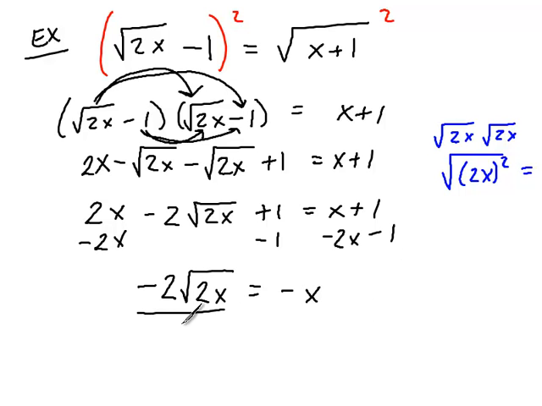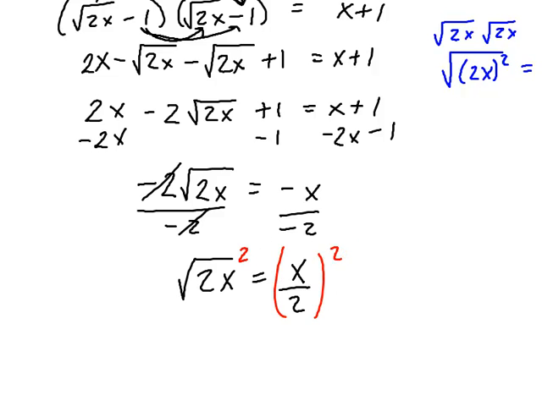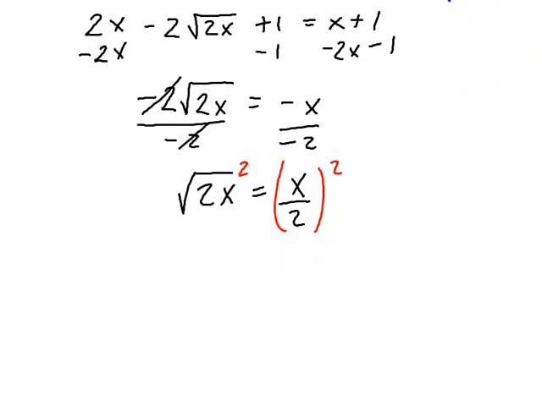Then we can divide by negative 2. So now those cancel out. And you have root 2x equals negative divided by negative is positive x over 2. And now we're ready to get rid of the radical by squaring both sides. So you have 2x equals x over 2 squared. You square the top, square the bottom. So we have x squared over 4.